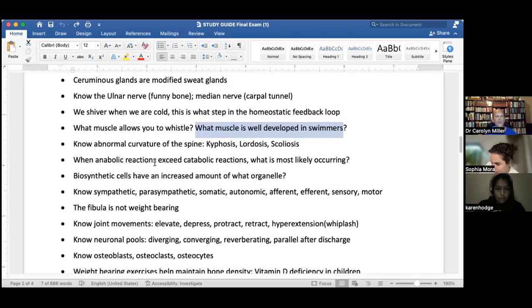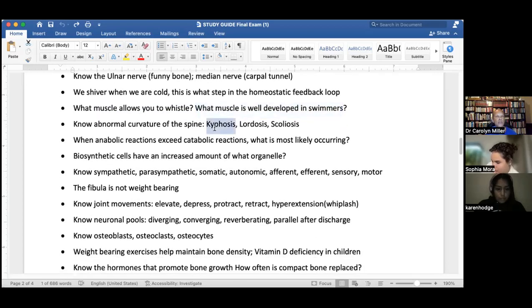Note the abnormal curvature of the spine. Kyphosis is hunchback. Lordosis is pot belly or pregnant woman. And scoliosis is that lateral curvature. The scoliosis impacts or negatively affects the person's ability to breathe. The lordosis is that lumbar curvature, like the pot belly, lordy. And kyphosis is abnormal curvature in the thoracic region.